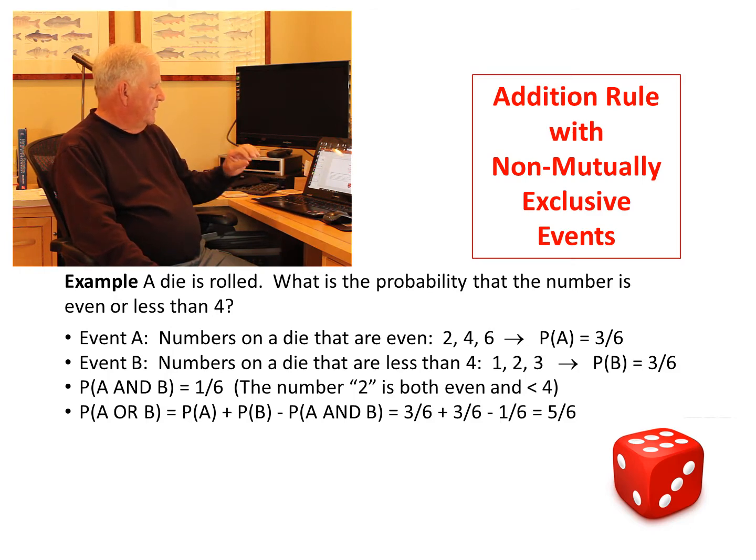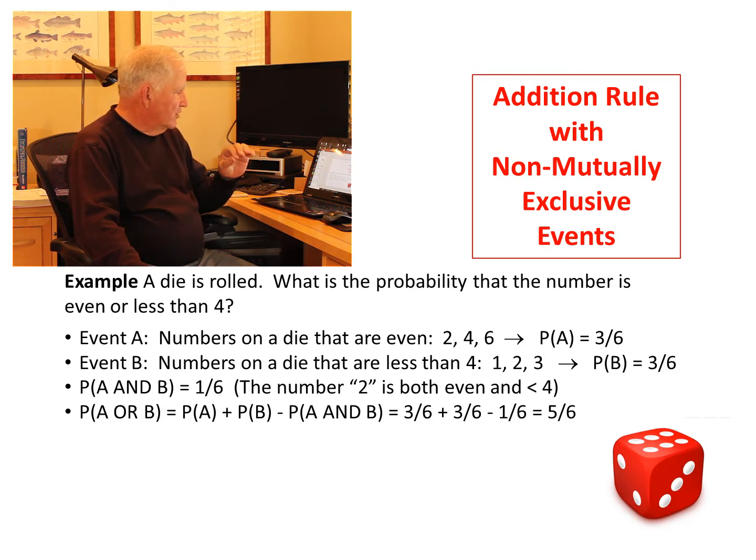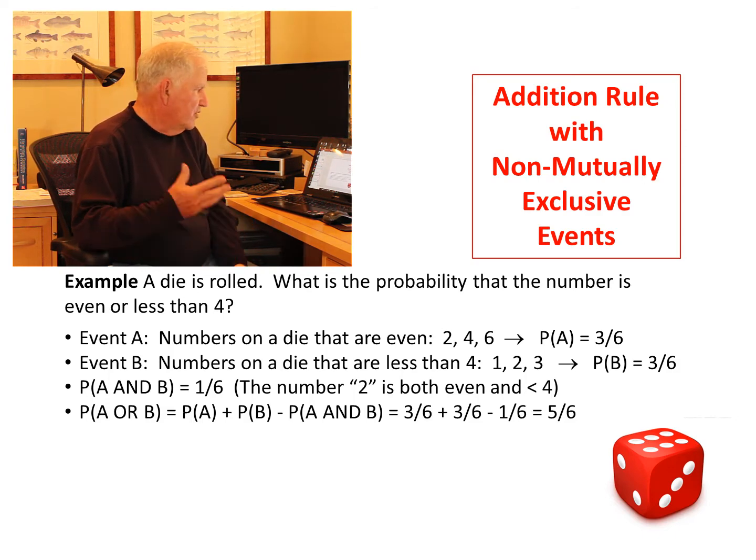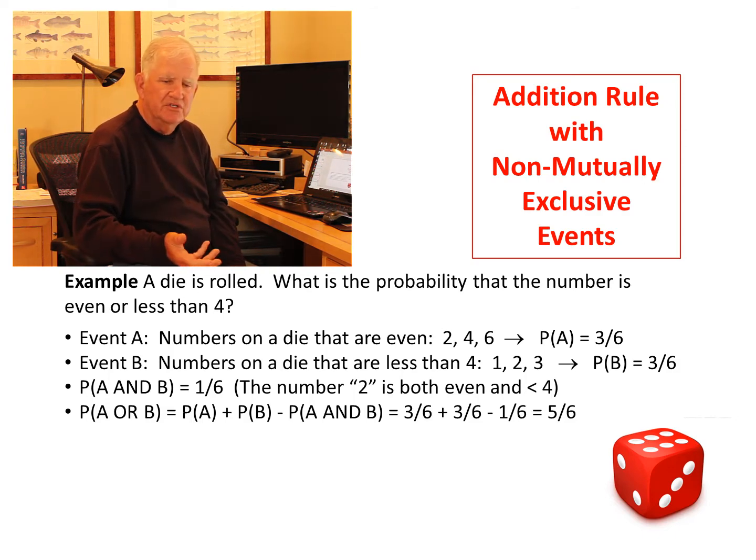Here's event B. The numbers on the die are less than 4. Well, that's the numbers 1, 2, and 3. There are 3 such numbers. There are 6 total outcomes in the sample space. The probability of B is also 3/6.